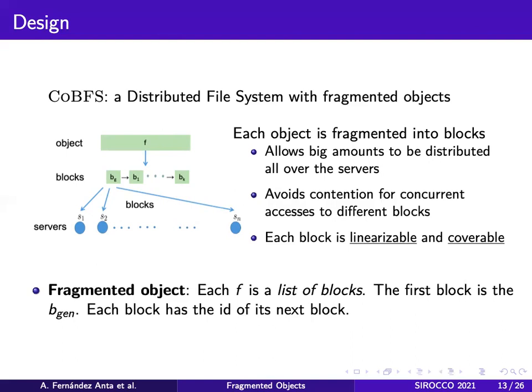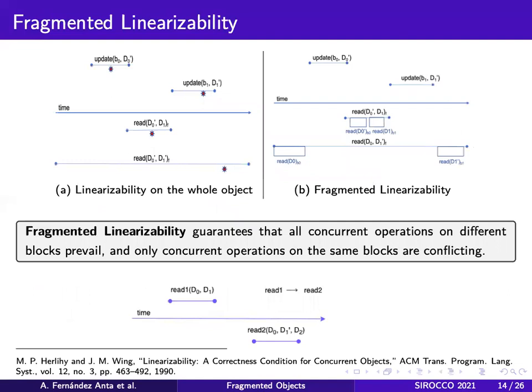So each fragmented object is a list of blocks. The first block is the genesis block, and each block has the ID of its next block. As we can see in the first figure, we treated the whole object as atomic. So the read operations return values according to the time ordering of the read operations of the whole object. But treating the fragmented object as a whole atomic object can be expensive and impact concurrency.